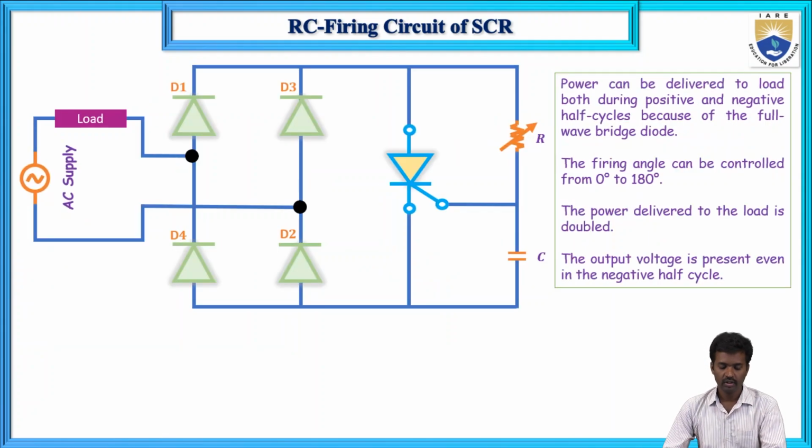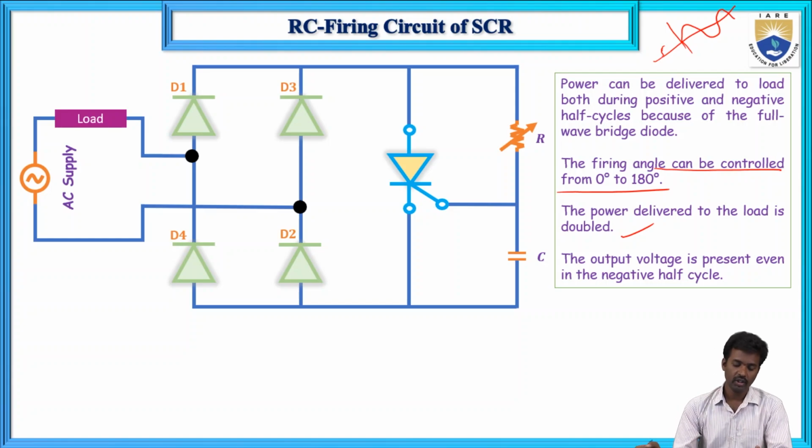Now, this is the RC firing circuit for the SCR. Here power is delivered to the load during both positive and negative half cycles because of the full bridge, unlike the previous case. So the firing angle can be controlled from 0 to 180 degrees. The power delivered to the load is doubled, and the output voltage is present in the negative half cycle also.